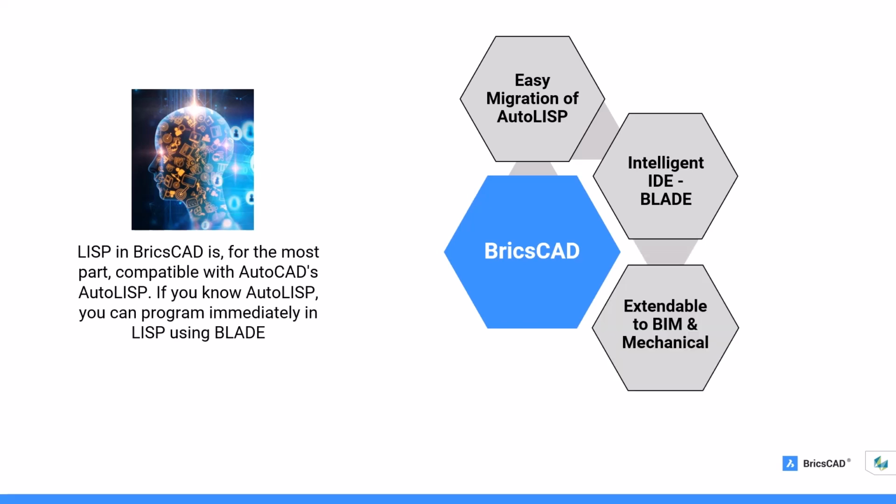BricsCAD's LISP functionality isn't confined solely to its core platform. It seamlessly integrates with its specialized 3D modules like Mechanical and BIM. This means that users can leverage the power of LISP not only for 2D drafting tasks, but also for advanced 3D modeling, mechanical design, and building information modeling, that is BIM.